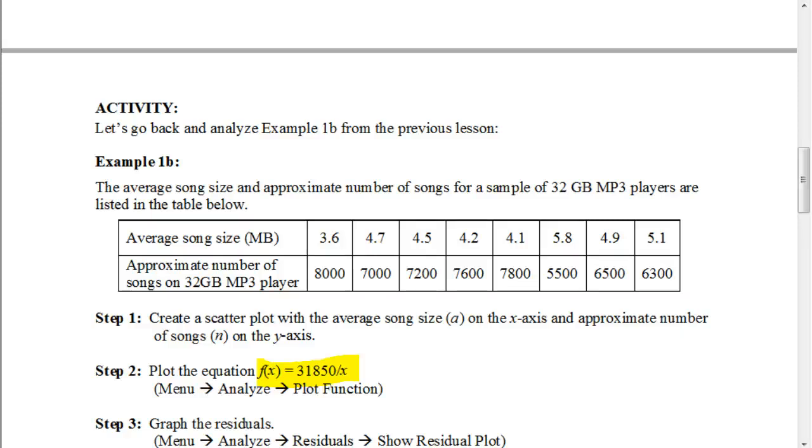So why don't you go ahead, get out your graphing calculators or your TI-nspires, and put these points into a table. But let's be consistent here. We're going to use A and N as our column titles. The first column, column A, we'll call lowercase a to represent the average song size. Column B, let's represent with the letter N, the approximate number of songs that would fit on the MP3 player. Go ahead and pause this video when you have these numbers plugged into your calculator, and hit play when you're ready to move on to the next step.